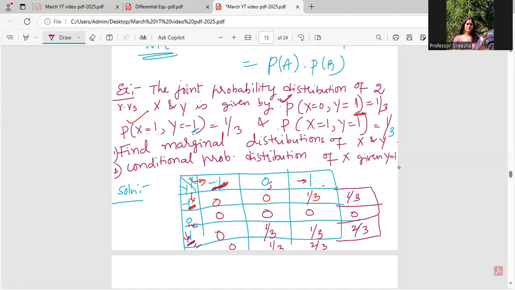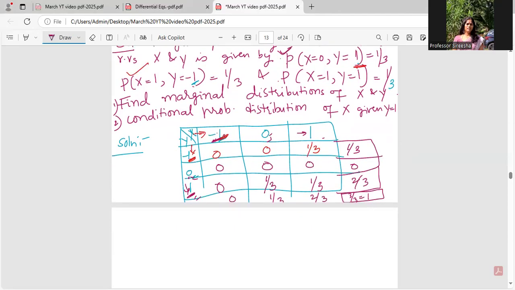Now, add the row sum, guys. What does it give me? And similarly, add the column sum. What does it give me? Both of them give me 3 by 3, which is 1. Which again shows that the sum of all the probabilities is 1. The second axiom of probability is satisfied completely.